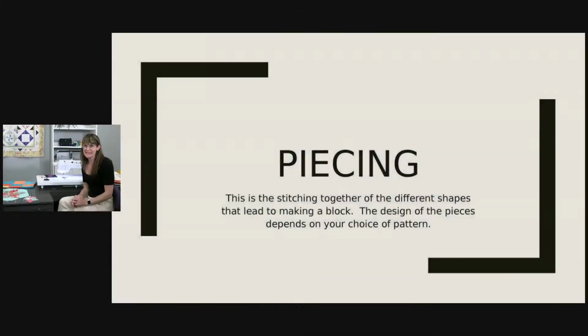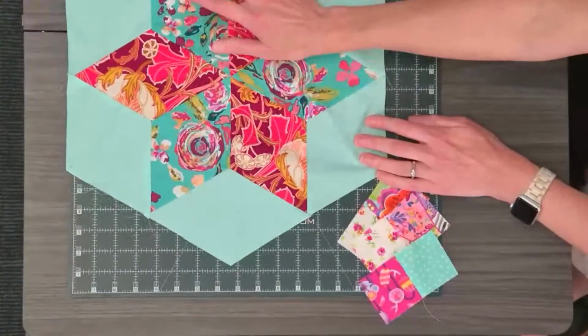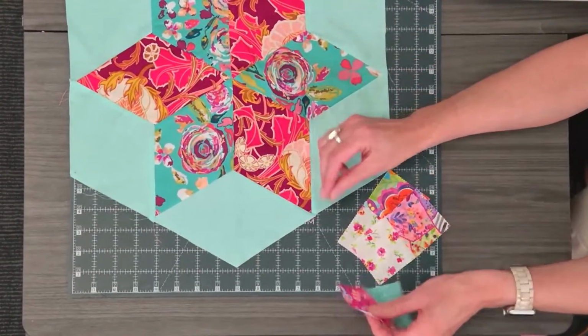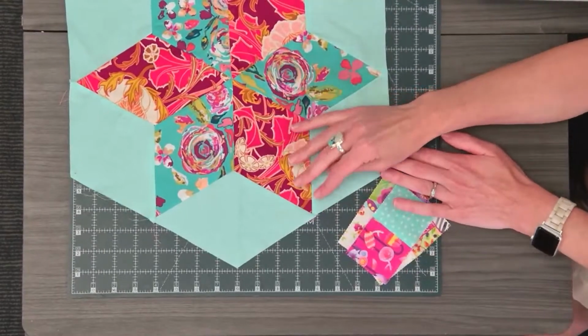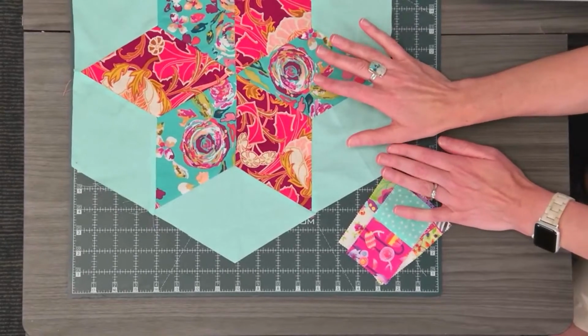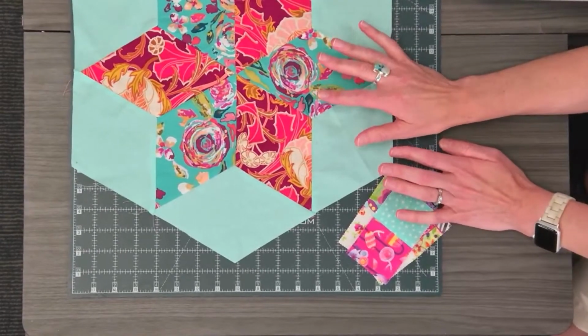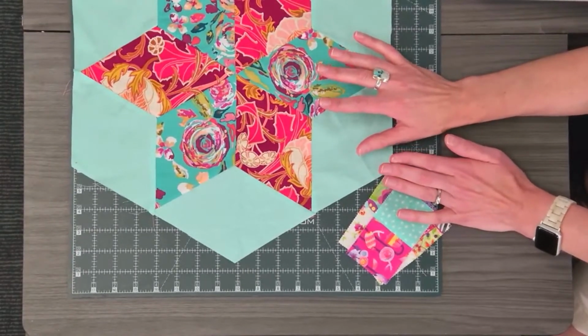So the first term that we have here is piecing. Piecing is the stitching together of the different shapes to make a block. The design of the pieces depends on what you want. Right here, you can see we have something that has already been pieced. You can see we've got little squares here that have been pieced. So what you're doing is piecing. And piecing is honestly one of my favorite parts of quilting because that's where you get to make really fun shapes, use really fun colors, and make the pattern that is going to make the front of your quilt.